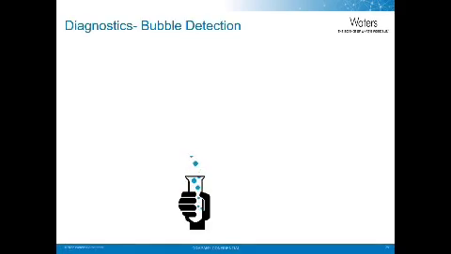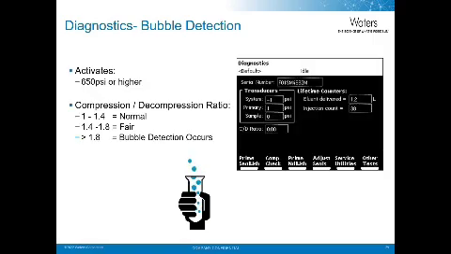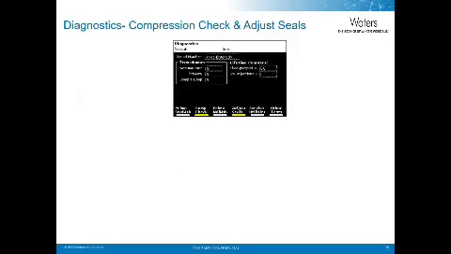The front panel can also be used to view the bubble detection values. It is an automatic feature that cannot be switched on or off. The primary transducer gives this reading. It is automatically activated if the pressure is above 650 psi and a CD ratio, which is compression-decompression ratio, of greater than 1.8. Some more diagnostic tests include the compression check and adjust seals.